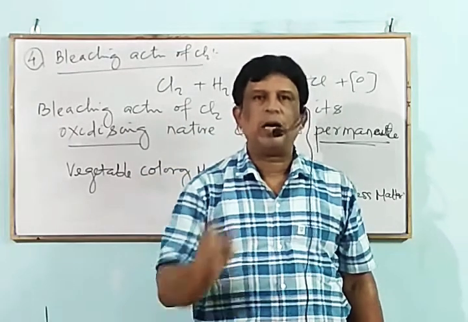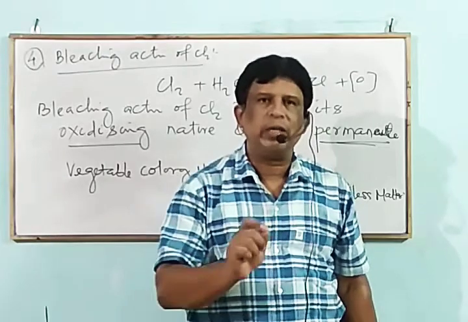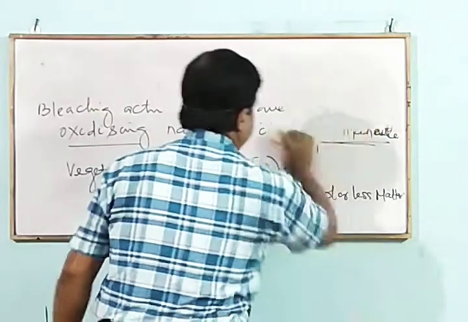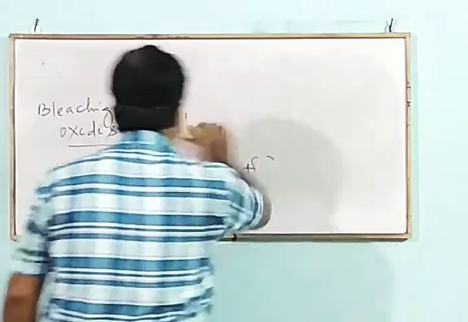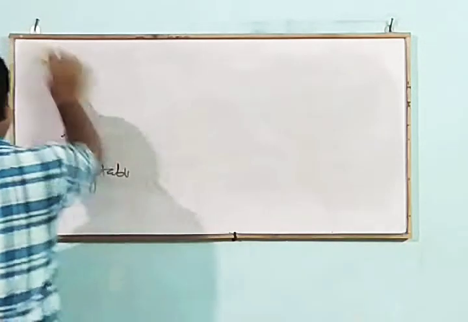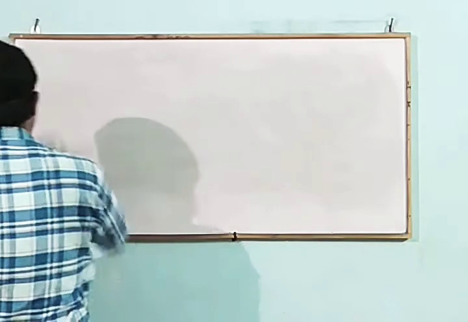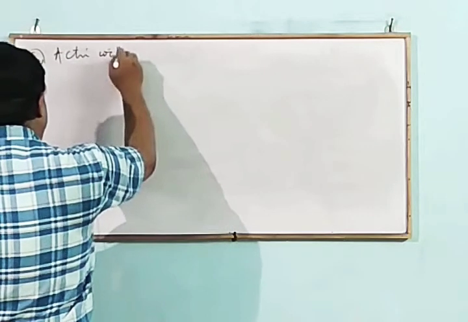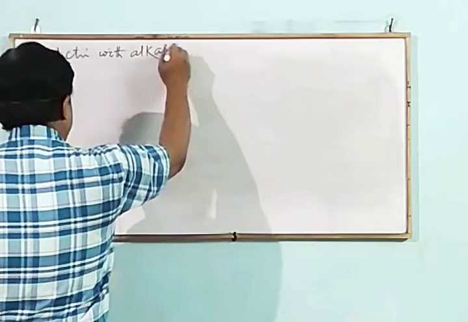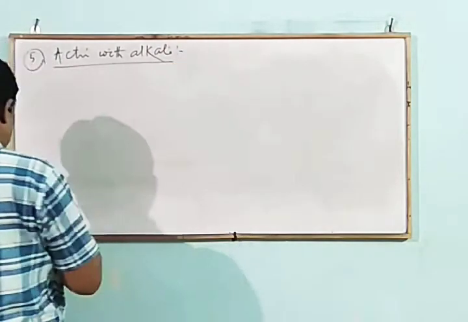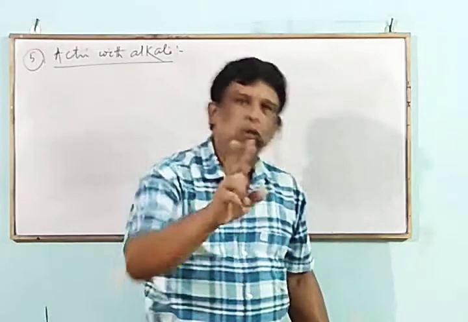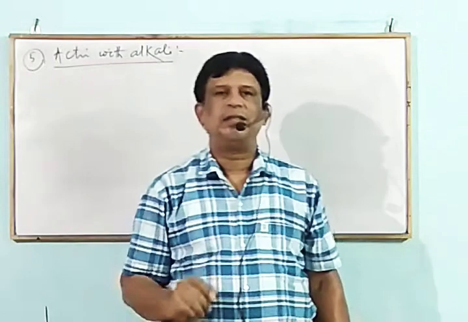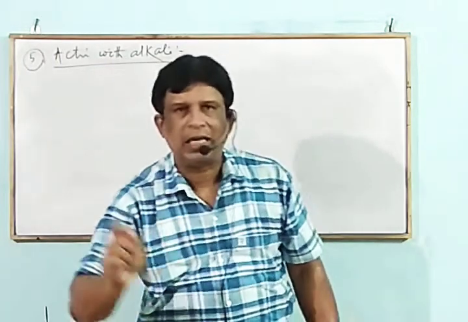Next one is action with alkali. Very important for this chapter. Next chemical property, that is action with alkali. Under this heading also two important reactions are there. That is action with cold dilute alkali and action with hot concentrated alkali.